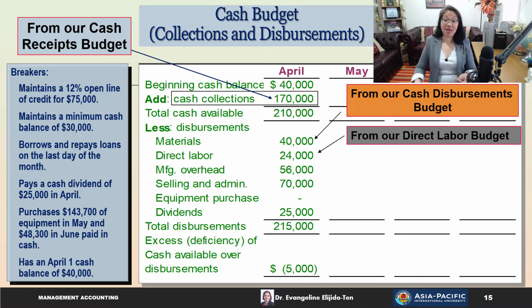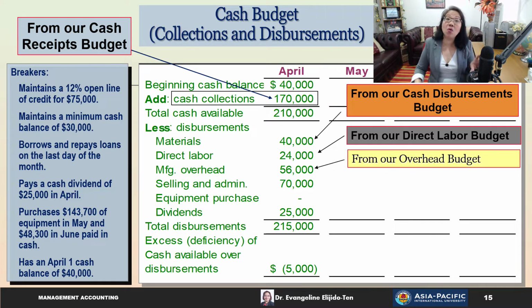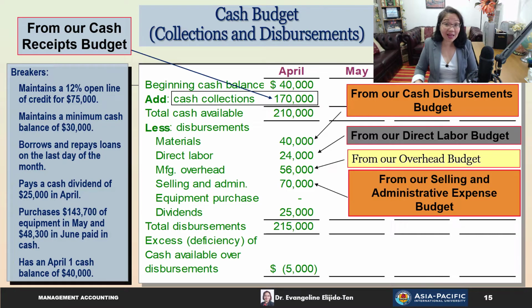The direct labor disbursement will come from the direct labor budget. It was $24,000 for April. Then from our overhead budget, the manufacturing overhead for April is $56,000. The selling and administrative expense of $70,000 is taken from our selling and administrative expense budget, and the equipment purchase will not happen until May and June, so there won't be anything in April.